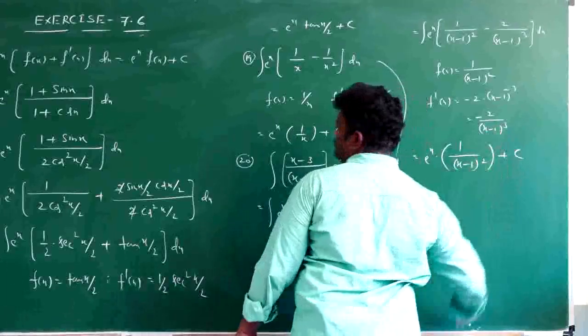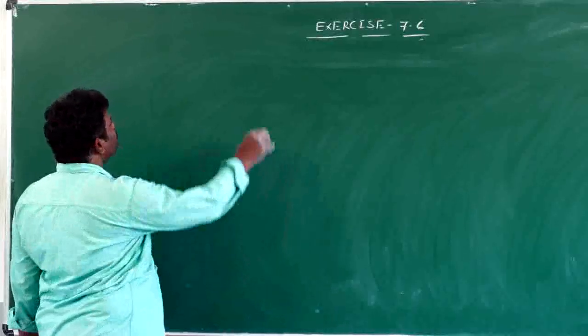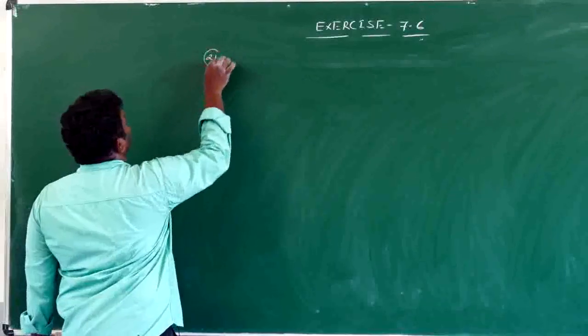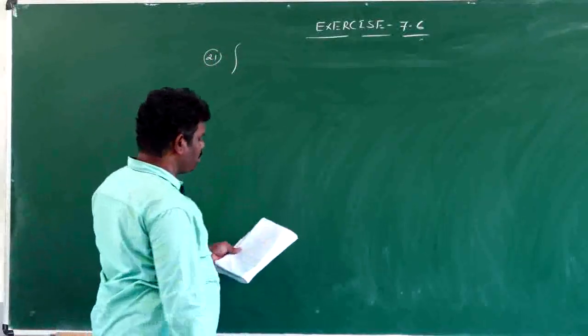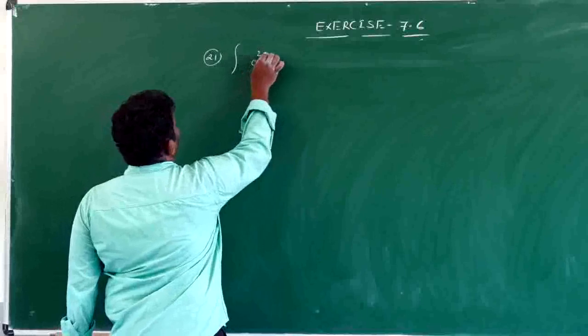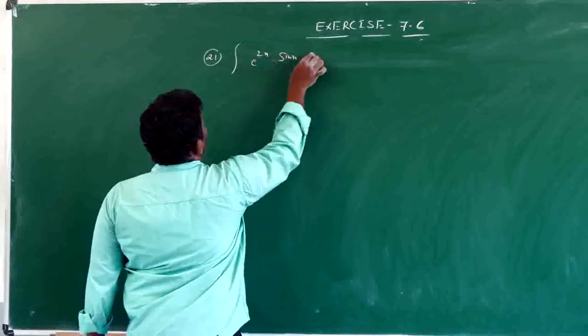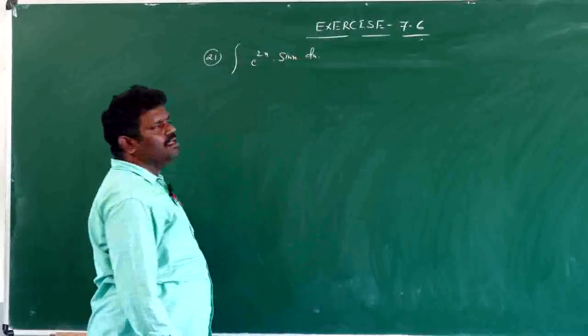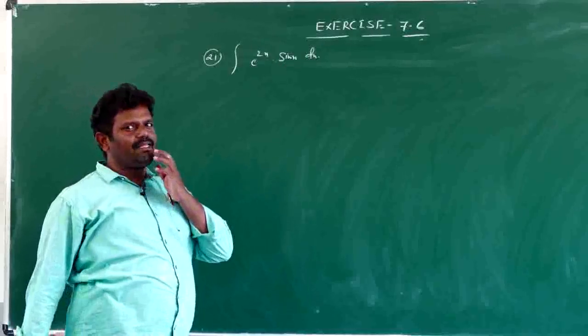Let's see the 21st one: the integral of e^(2x) into sin x dx. Okay? Here there are two functions, so we apply the by parts formula.